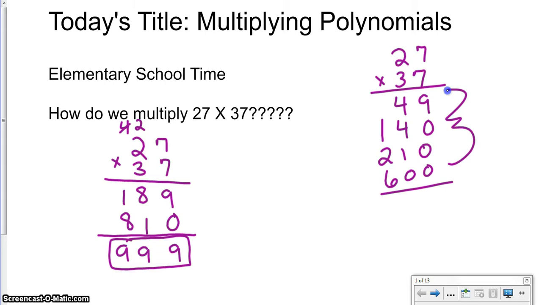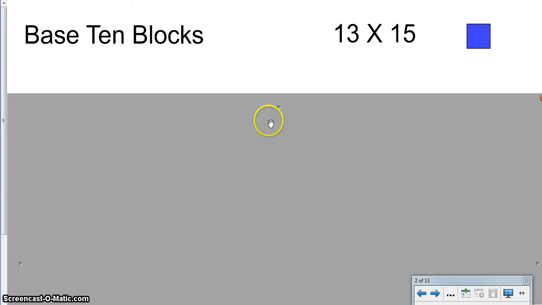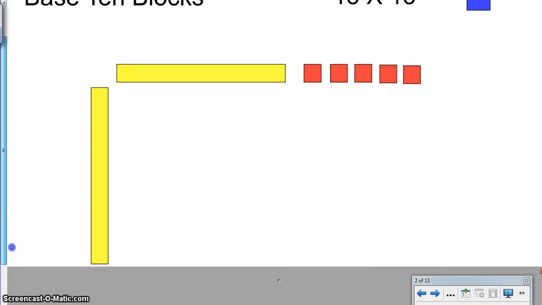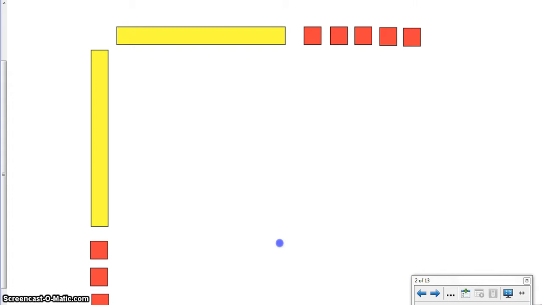Ladies and gentlemen, all of these are called partial products. They're not the final product, they're the partial product. Of course, when I add the columns, I still get the answer of 999. But there's a very important reason why I want you to think about partial products today. If I were to use base 10 blocks back in the day, I would set it up something like this, where this is 15 times 13.